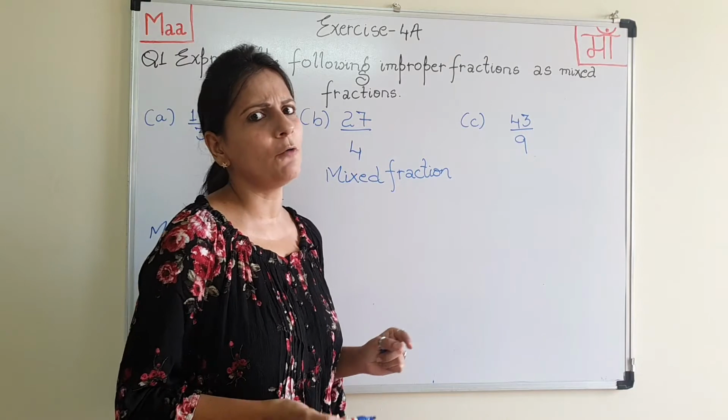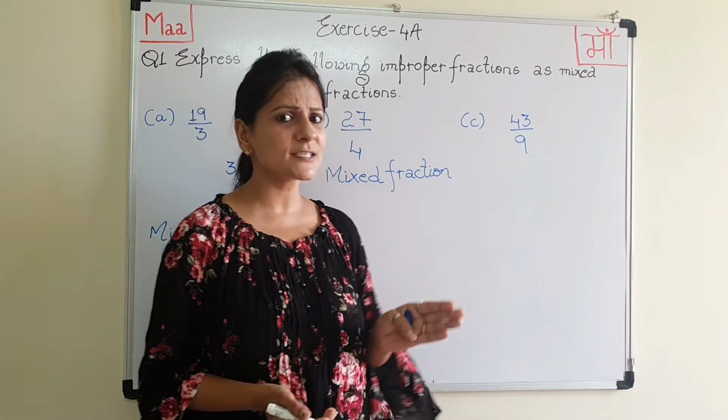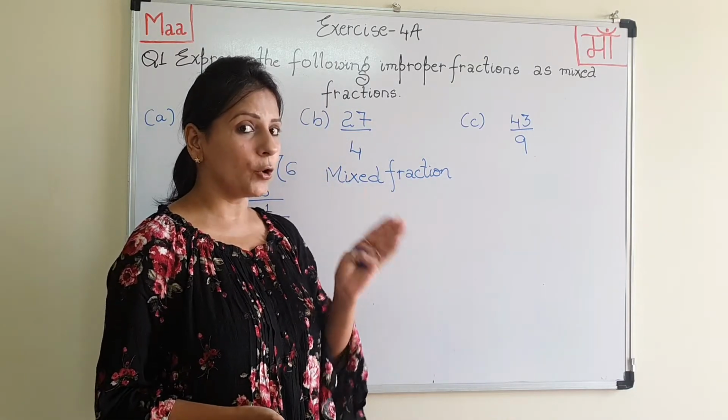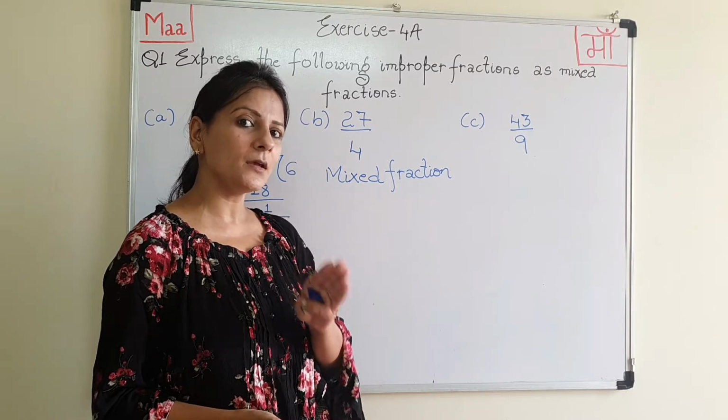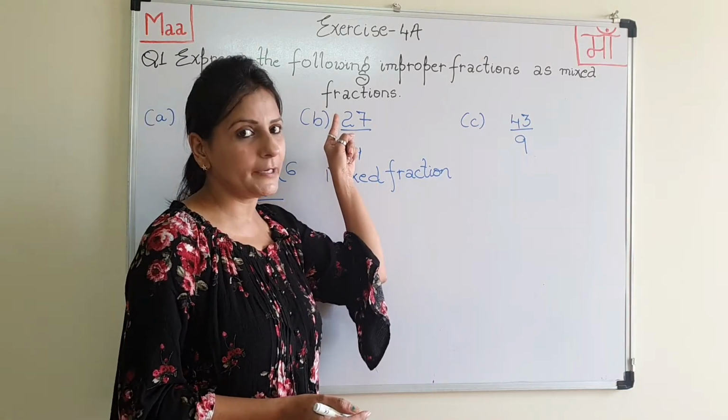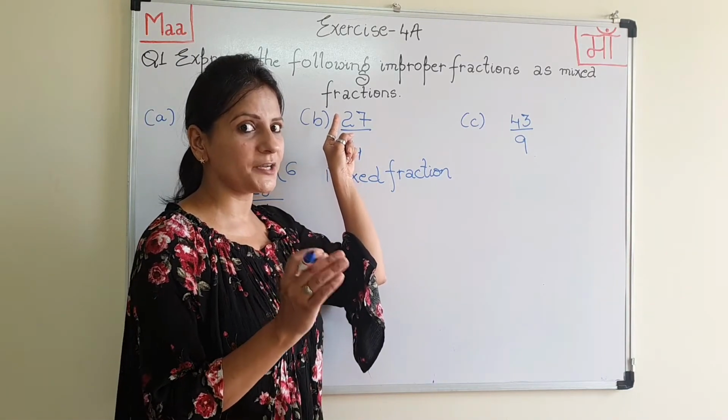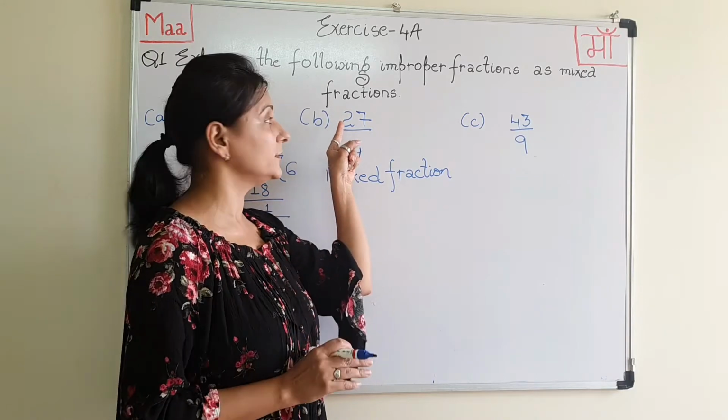You all know the table of 4. So 4 6 times 24 and 4 7 times is 28. So 28 will be greater than 27. We have to search the number smaller than the numerator, the given numerator.